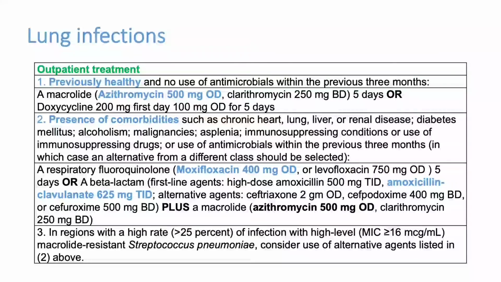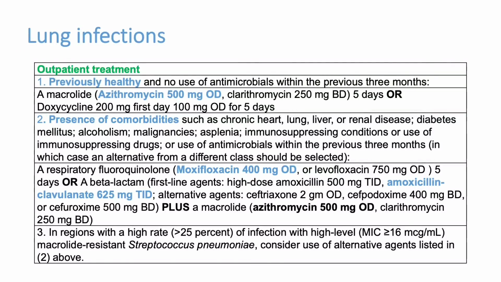But if the patient has coexisting diseases like chronic diabetes, heart disease, or previous lung diseases like COPD or ILD, there is a chance of gram-negative organisms in the lungs producing infections. So we have to go for slightly higher antibiotics like respiratory quinolones. Moxifloxacin 400 mg OD is the ideal choice here, or levofloxacin 750 mg once daily for 5 to 7 days.